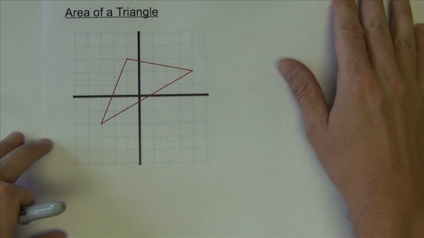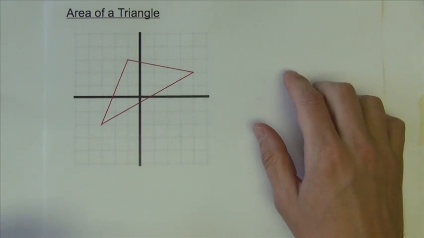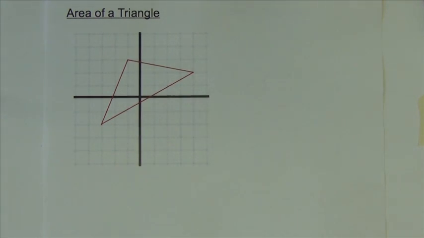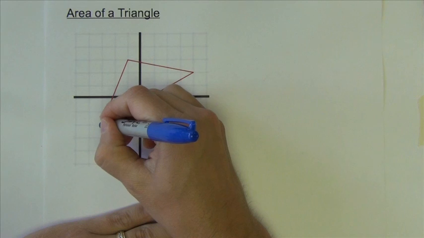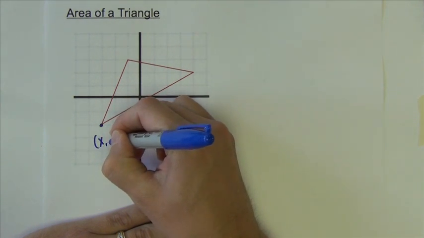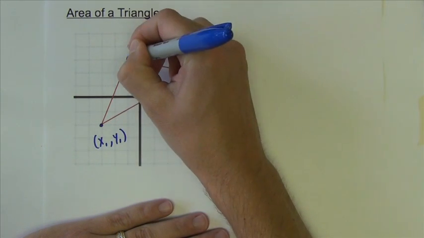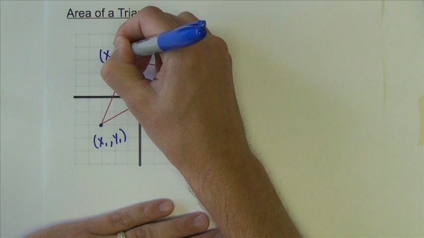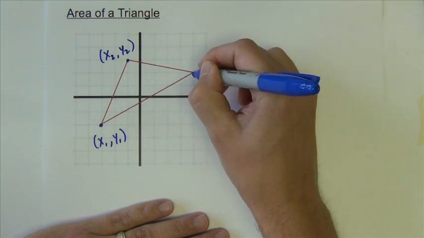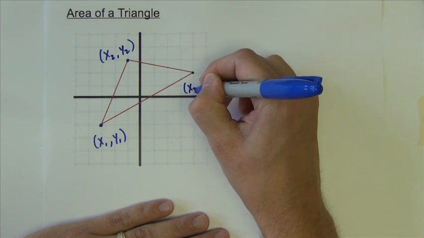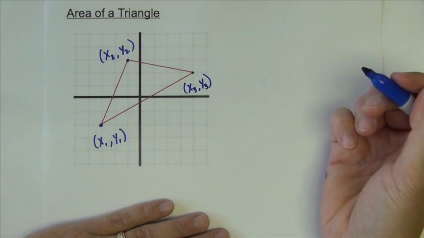The last thing I want to show you for determinants is that they can be used to find the area of a triangle that is superimposed on a coordinate plane. Let's go ahead and label these points. Call this x1, y1. Call this one x2, y2. Call this one x3, y3.